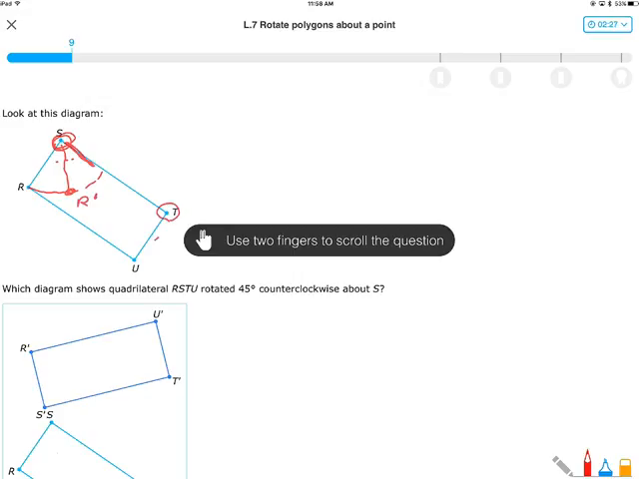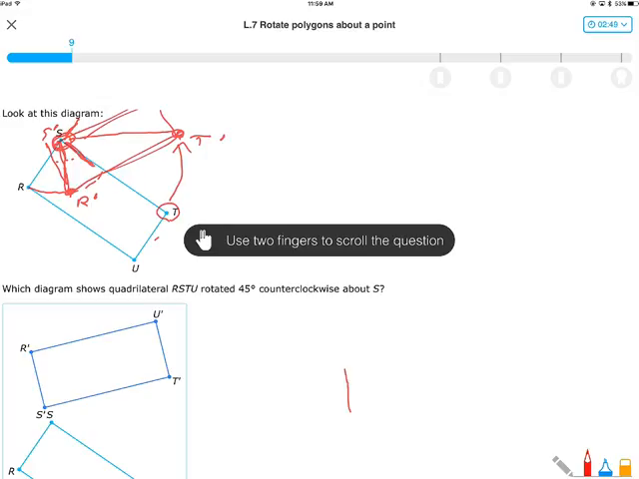Now, T prime will swing this way, but again, it won't swing all the way. That's a 90 degree angle. It'll be somewhere in the middle, so it'll be over here. So we get T prime. So it'll look something like this. So that'll be our shape with our R prime here, S prime staying in place, T prime over there.